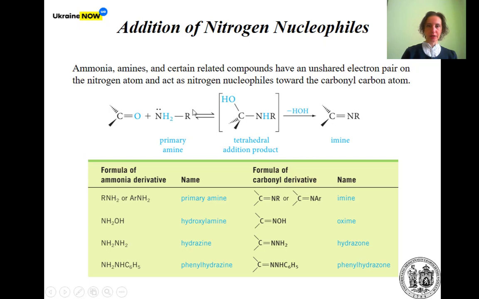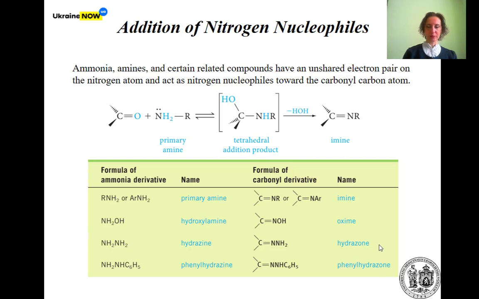Depending on this R, we can have diverse products. For example, if we take ammonia, imines are formed. Here is the general form of this compound. If we take hydroxylamine, an oxime is formed. If we take hydrazine, a hydrazone is formed. And if we take phenylhydrazine, a phenylhydrazone is formed. And there are many more compounds that are not shown here.